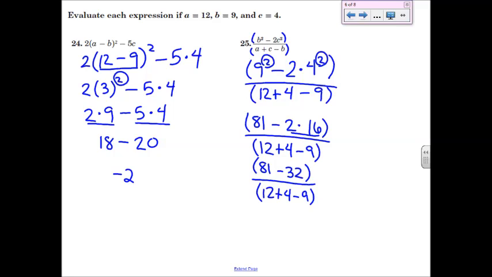Then I'm going to work from left to right on addition and subtraction on both the top and bottom at once. So 81 minus 32 is 49. And then 12 plus 4 is 16. And then on the bottom, 16 minus 9 is 7. And then 49 divided by 7, I have a number over a number, so I do that final division, and that equals 7.